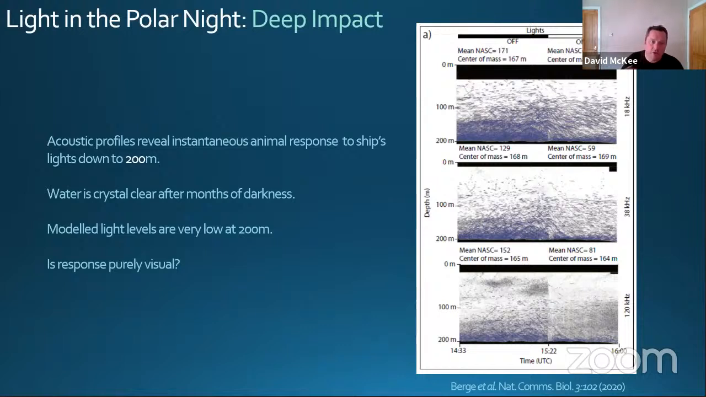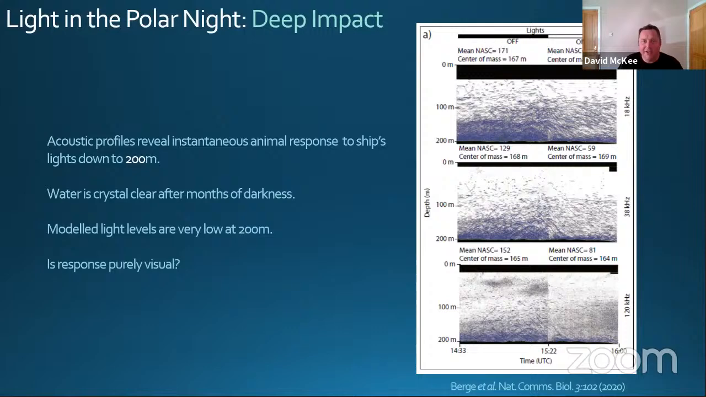Our job was to measure the optical properties of the water and to predict the light levels all the way down to those depths. And it has to be said, even though the water is absolutely crystal clear after months of darkness, down at 200 meters, the light levels that we're predicting are still very, very small. You're looking at almost photon counting. So we'll have to try and work out whether the animals have sufficient sensitivity to see these small light levels, or whether there are other effects in addition to the light itself. Is the response purely visual? There are lots of open questions here that I don't have an answer to right at this moment, but we will be doing further research into.